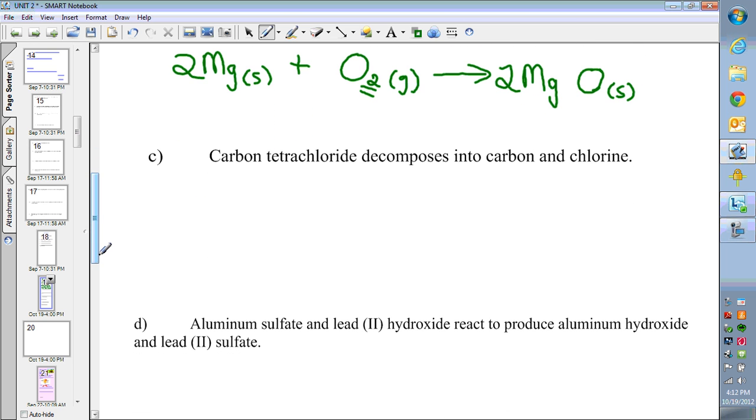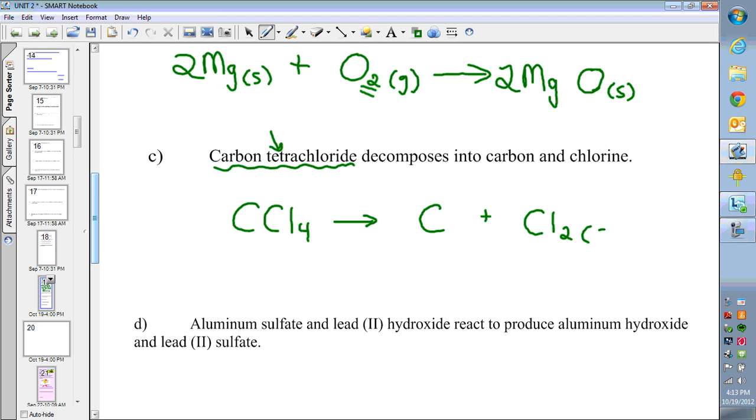Okay, in C, carbon tetrachloride. That's actually a molecular compound. Carbon and 4 chlorines, tetrachloride. So carbon tetrachloride decomposes into carbon and chlorine gas. Chlorine gas is Cl2 because it's diatomic. Carbon is not diatomic, so we just leave carbon the way it is.